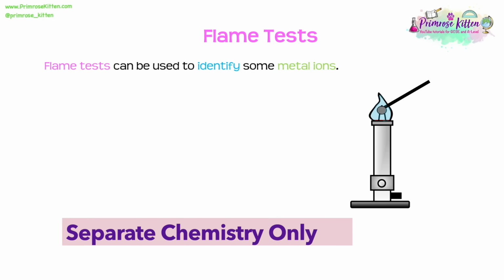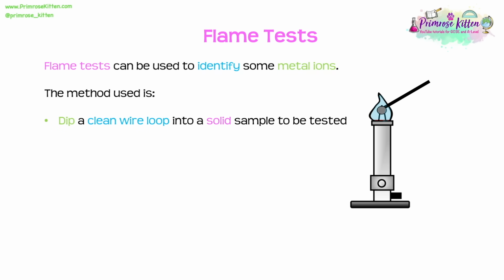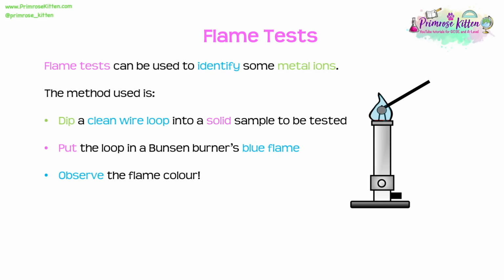Sometimes we might need to identify some metal ions in a solid substance. To do this, we can use a flame test. So the method for this is we want to dip a clean wire loop into a solid sample that we're trying to test. And then once we've done that, we're going to pick up the loop and we're going to put it in a blue flame on a Bunsen burner. Now what we're going to do is observe the flame colour, because what we're going to expect to see here is the flame will change colour if certain ions are present.